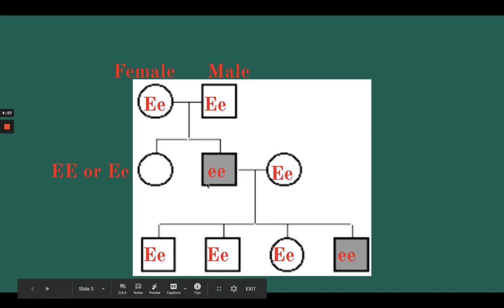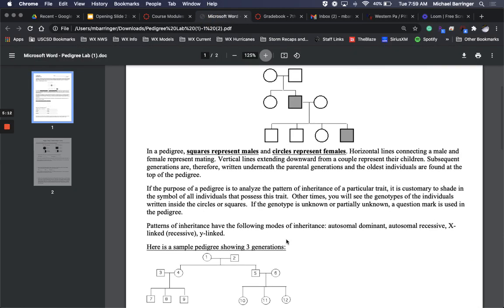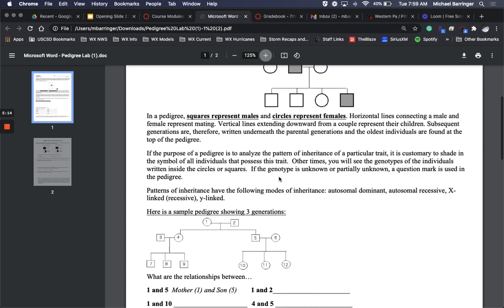They get that from mom, but they have to have this little e, because that's all that dad could give. So there's no other options for those squares and circles down on the bottom. Now, that was quick, maybe a little confusing. I think if you read this, it'll make a little bit more sense.